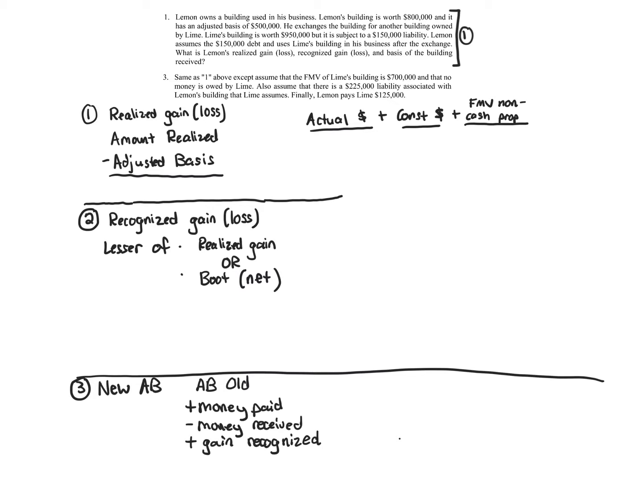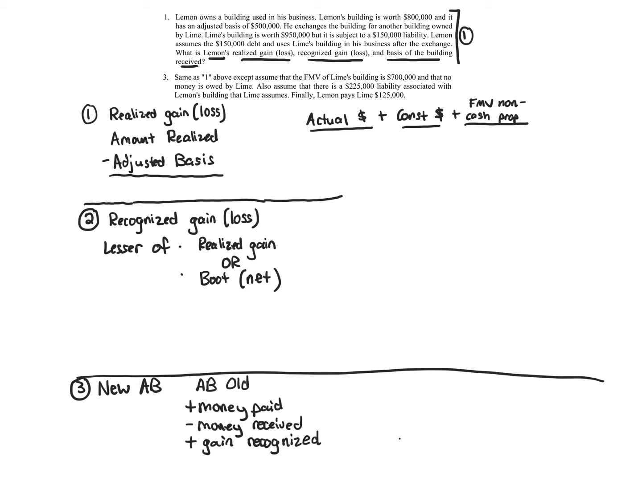As a reminder, with this series of Lemon and Lime problems, you should always consider the earlier problem because they build on one another. Okay, so going back to problem 1, we're focusing on Lemon, and that's the same in problem 3. We're also determining the realized gain or loss, the recognized gain or loss, and the basis of the new building received. So we have to answer those questions. And you'll see I've already listed out charts for the realized gain or loss, the recognized gain or loss, and the new basis of the building that's going to be received by Lemon.